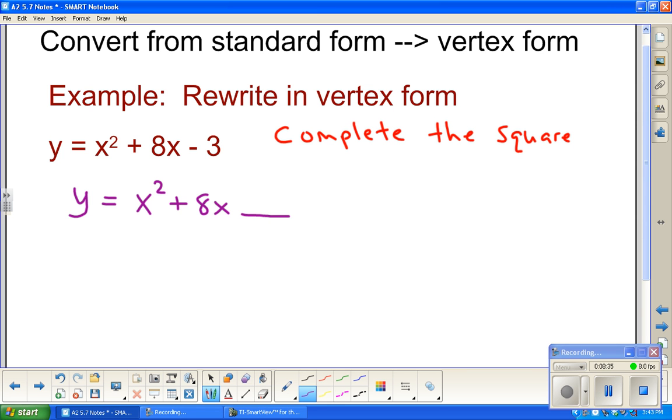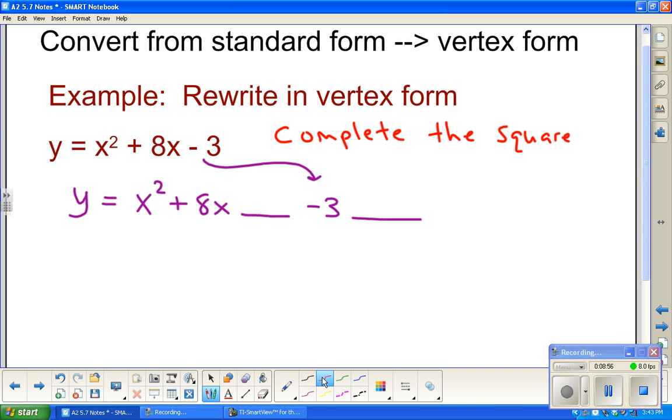We need to figure out what the perfect square needs to be. And I'm just bringing the minus 3 down for now. Then we're going to have to balance out whatever we add. The only difference here is the minus 3 is not going to the other side of the equation like we did when we solved equations. But the process is going to be similar.